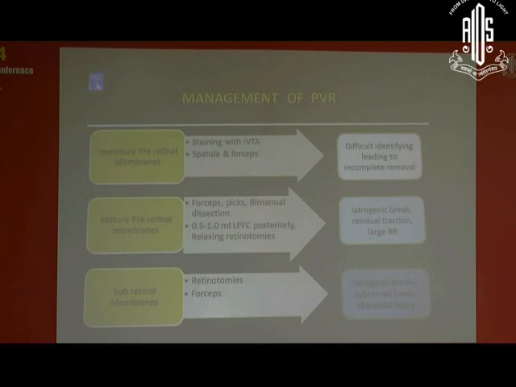Managing the PVR: in case of immature preretinal membranes, we can stain with ADT, and with spatula and forceps we can remove the membranes, but difficulty identifying the membranes always leads to incomplete removal. Mature or subretinal membranes can have bimanual dissection, but iatrogenic breaks, residual traction, and large retinotomies have their own disadvantages. You can have choroidal injury also if you are trying to remove subretinal membranes.